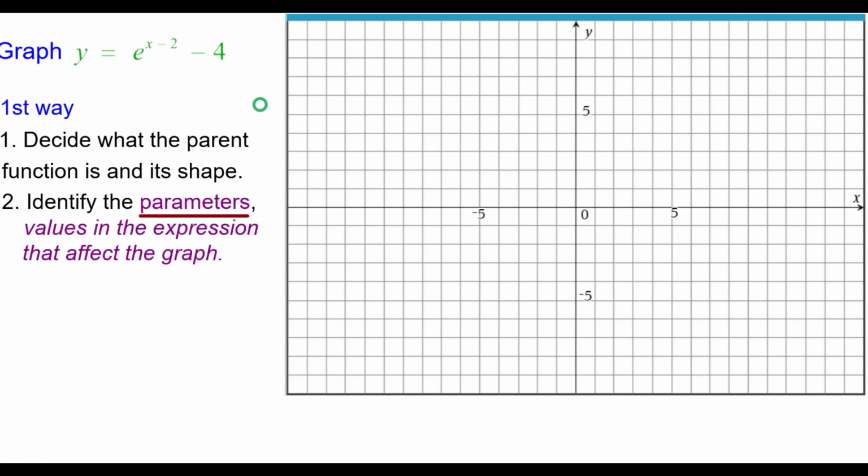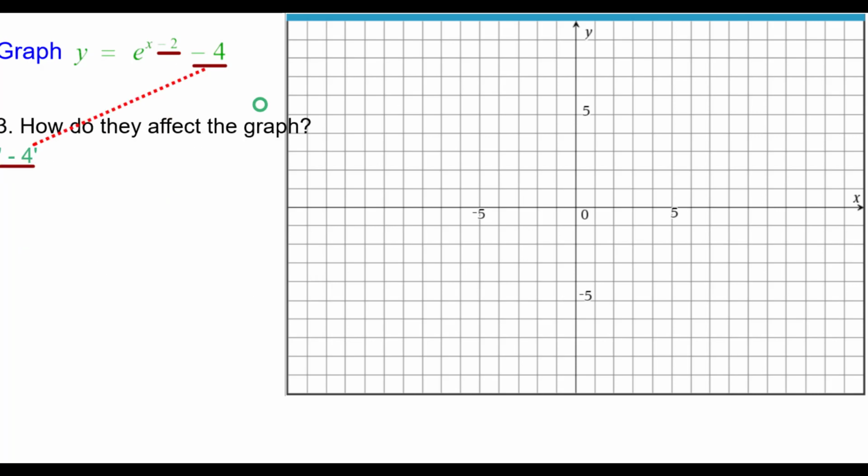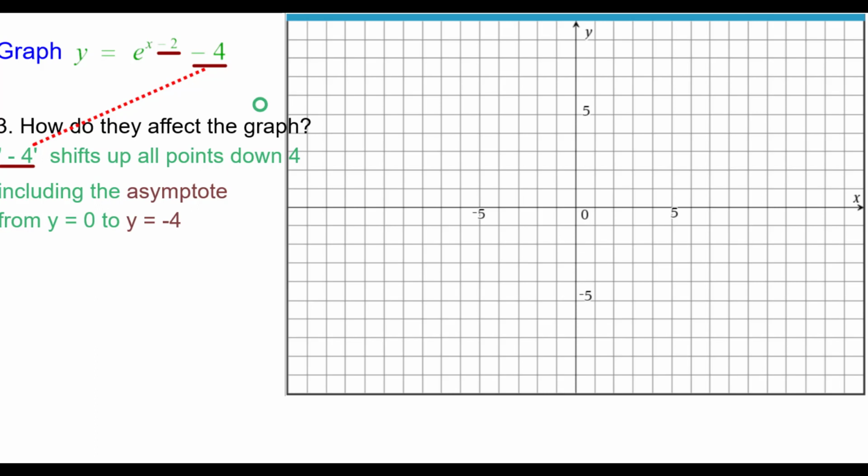Identify the parameters. These are values in the expression that affect the graph. In this case, there are 2 different parameters. How do they affect the graph? Well, the minus 4 shifts all points down 4, including the asymptote, which will be going from y equals 0 to y equals negative 4. So let's plot that.